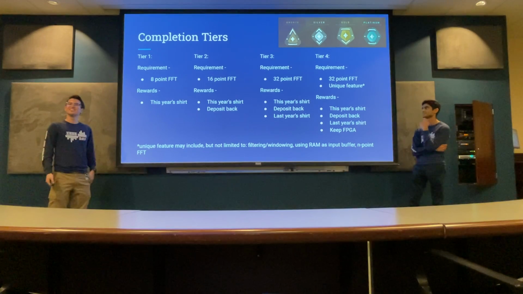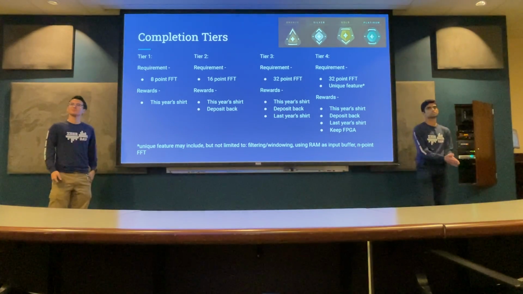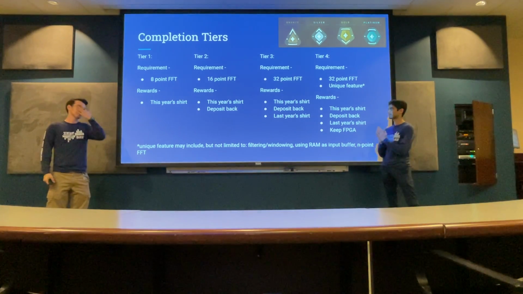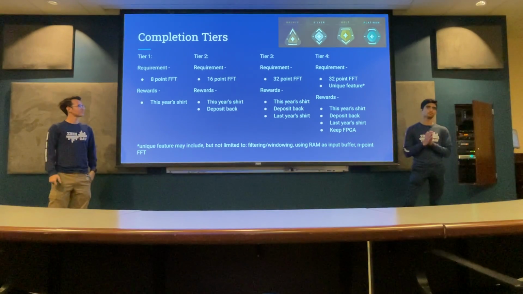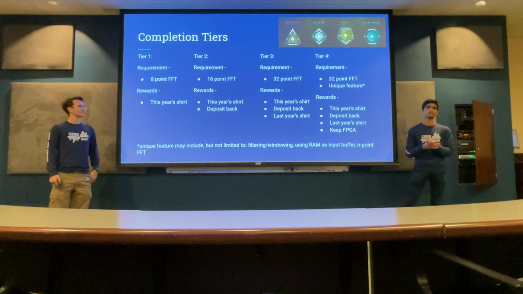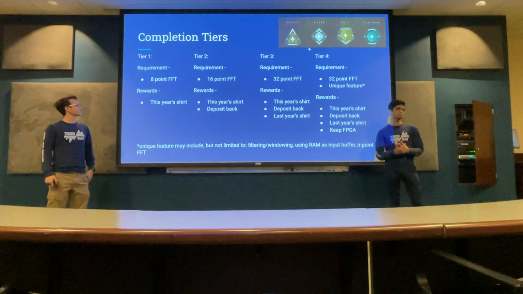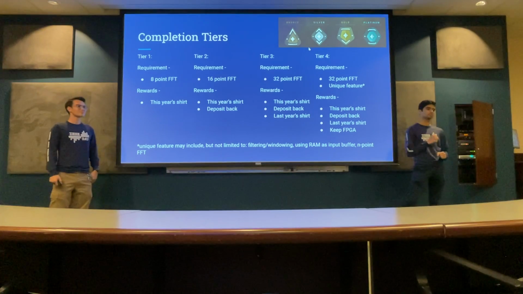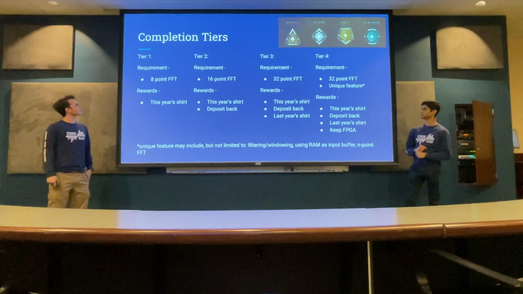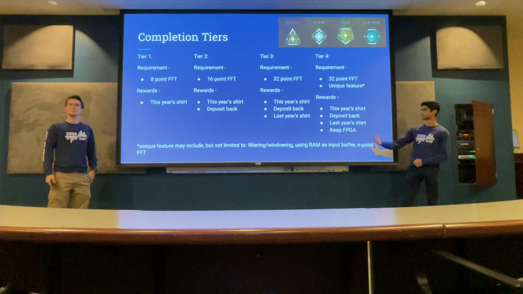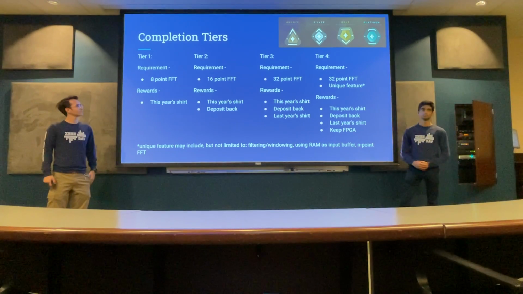I'll explain. Yeah, so these are the tiers. So first tier, do an 8-point FFT. You already have a 4-point. All you have to do is double it. That means we will give you this shirt, which is still being designed, hopefully. And then tier 2, you get a 16-point FFT. That means you get your whole deposit back. That means you completed DAV. Completely proud of you. You don't need to go further, but that was the end goal.